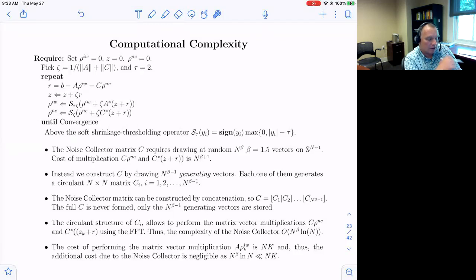So this is basically Gilbert's trick for how to compute fast Fourier transform of circulant matrices. Basically the message presented over here is just that there's no additional computational complexity from adding the noise collector matrix.